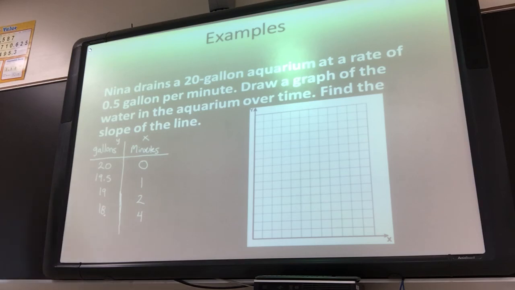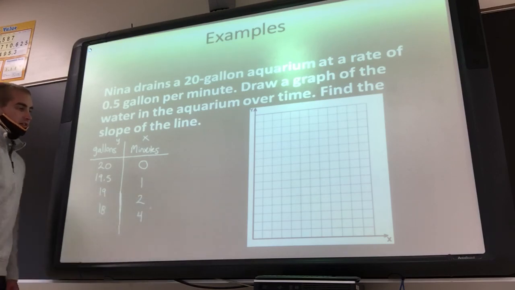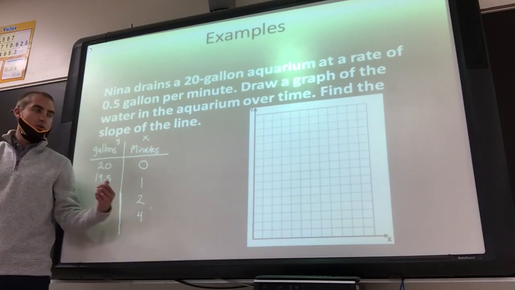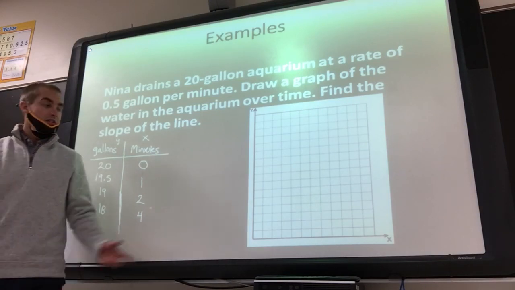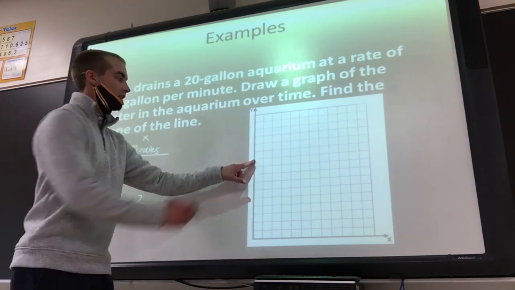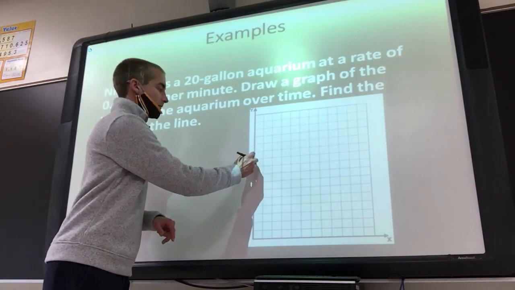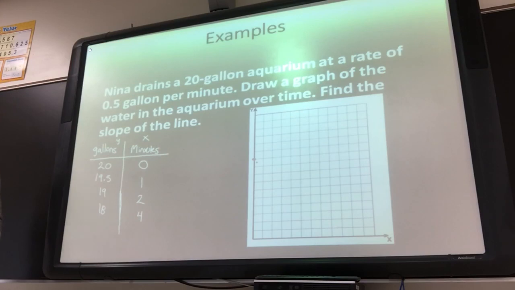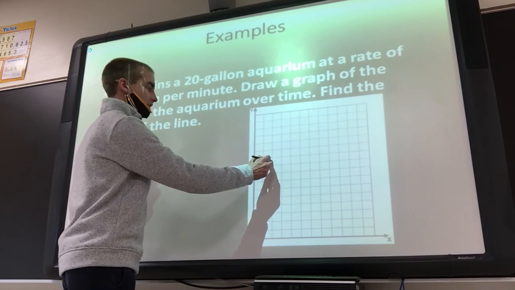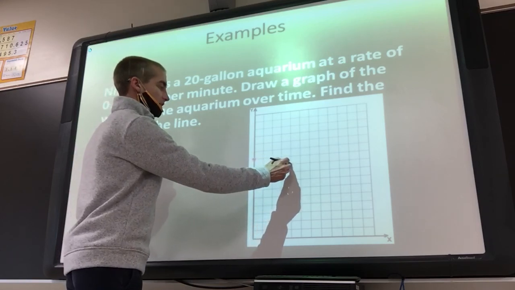So let's graph this first. So the y-axis is gallons. Are we starting at 0, 0? At 0 for x, what are we at for y? 20. So let's say I went up by 2. So 2, 4, 6, 8, 10, 12, 14, 16, 18. 20 right here. 0 and 20. After 1 minute, I went down half a gallon. So I'll say after 2 minutes, so 1 minute, 2 minutes, we went down to 19. After 4 minutes, we're at 18.